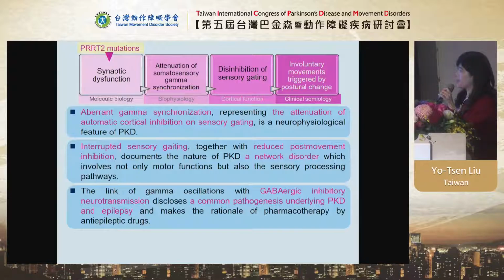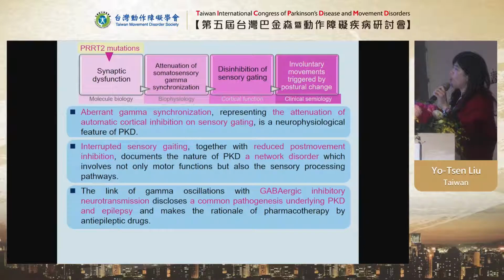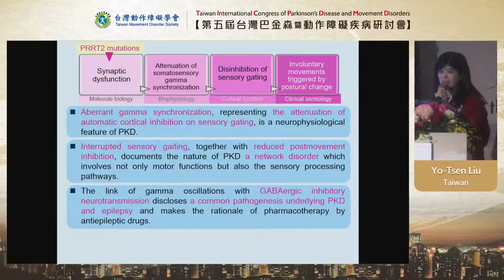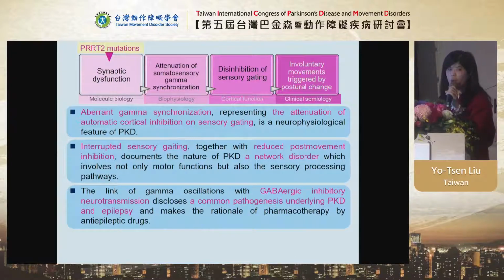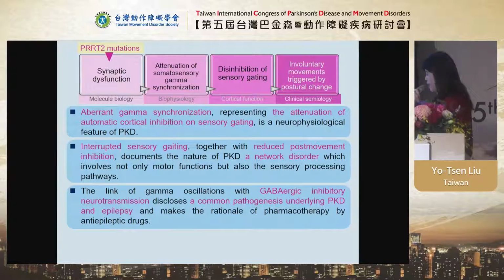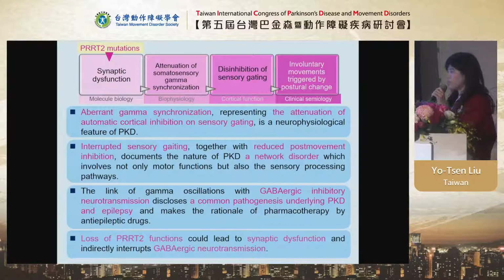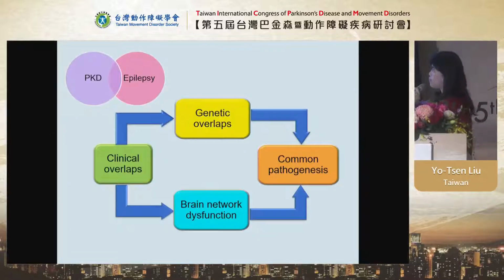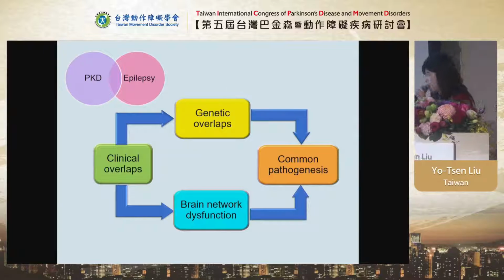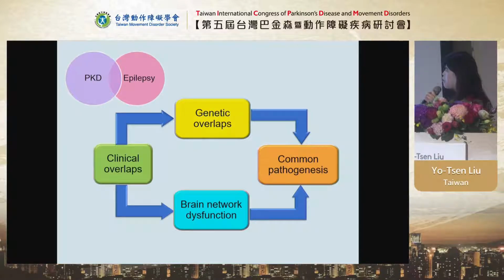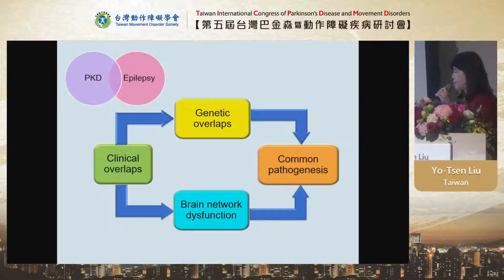And also, the gamma oscillation will link to the GABAergic inhibitory neurotransmission. So we proved that there is a common pathogenesis between PKD and epilepsy. This also provides the rationale why anti-epileptic drugs may work in PKD. So the loss of PRT function will lead to synapse dysfunction and indirectly interrupt the GABAergic transmission. So now we know that there is some common pathogenesis to explain the genetic and clinical overlap, and we know there is some dysfunction in the brain network in PKD.